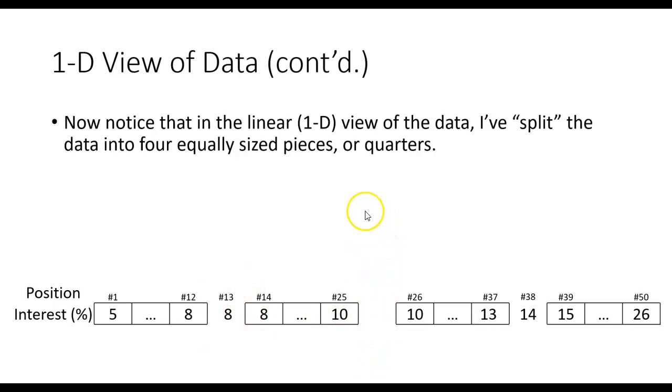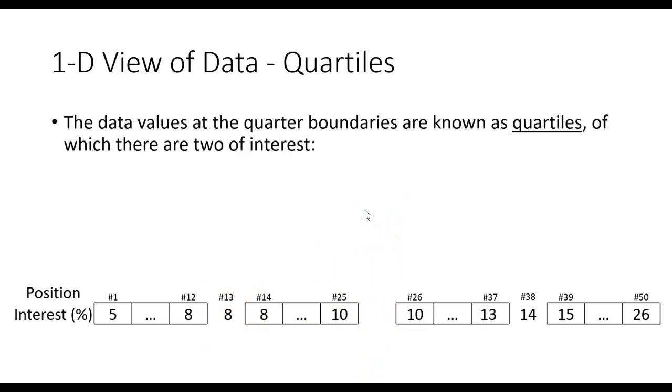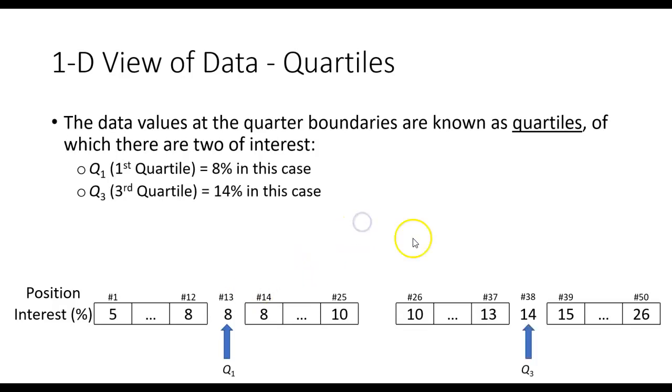There's nothing there. The data values that are at the quarter boundaries are known as quartiles, of which there are two of interest. First, there's quartile 1, or the first quartile, which I have shown on the left with an arrow underneath it. That corresponds in this case to the data value of 8%. The other quartile of interest is the third quartile, or quartile 3, and that's shown at the right with a blue arrow underneath it. And we can see it corresponds to the 38th data value in this case, and it has a value of 14%.